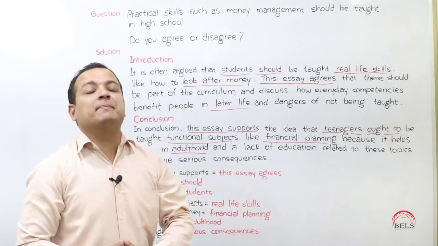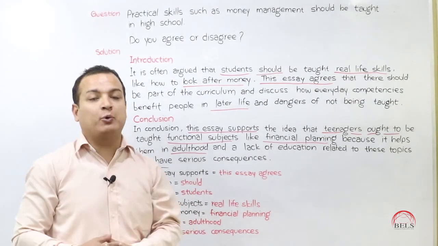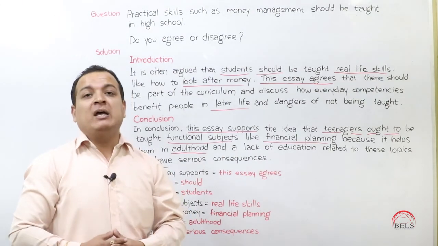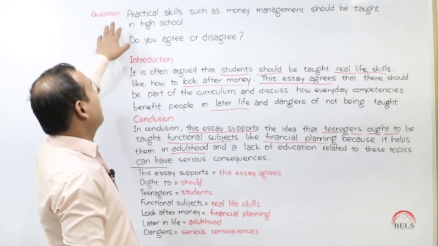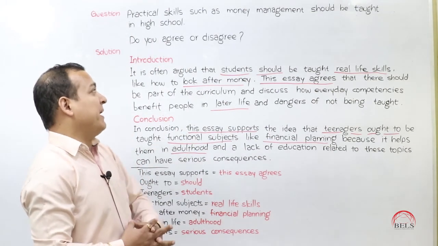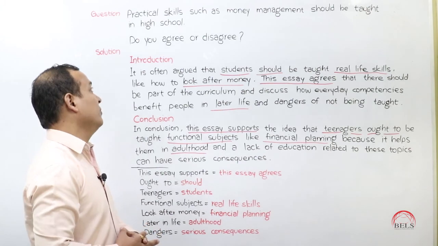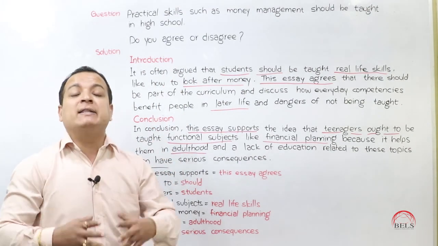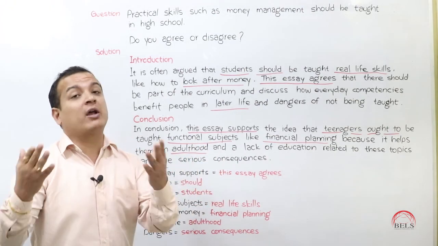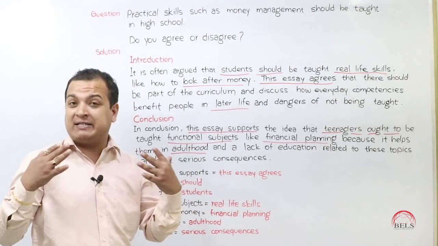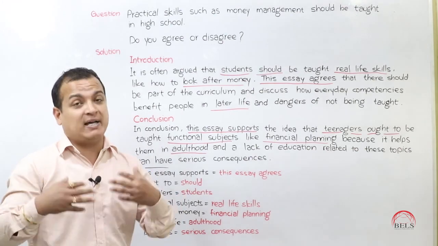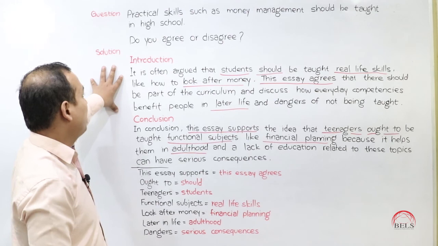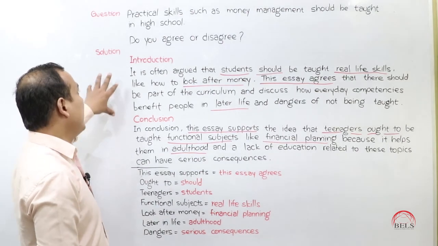Now let's discuss how to write an effective conclusion by using the formulas we have discussed before. Now you can see here there is a question: practical skills such as money management should be taught in high school. Do you agree or disagree? This question clearly says this is opinion based. You can go for the agree part, the disagree part, or both sides. It's up to you. But when you're writing the introduction part, I have written the introduction and conclusion parts for you, so you can have a look here.